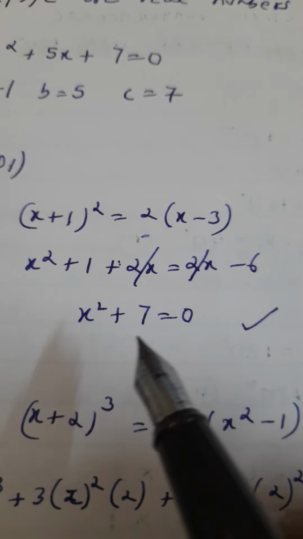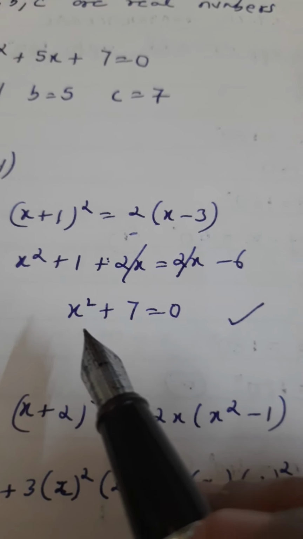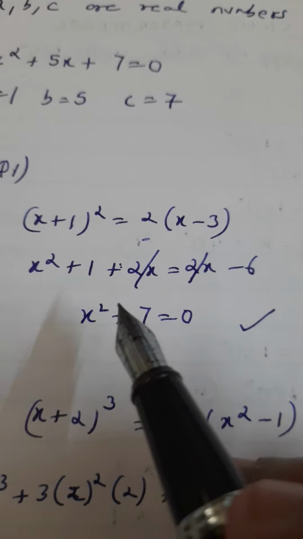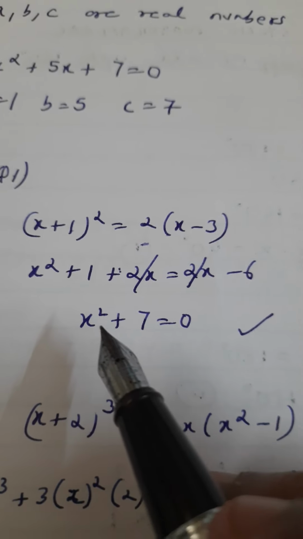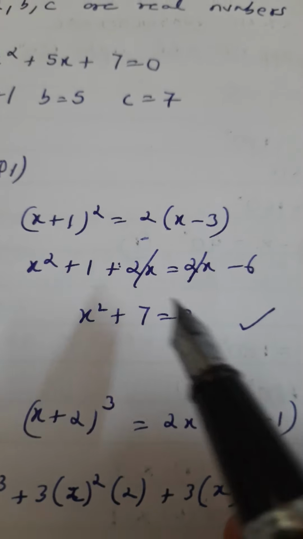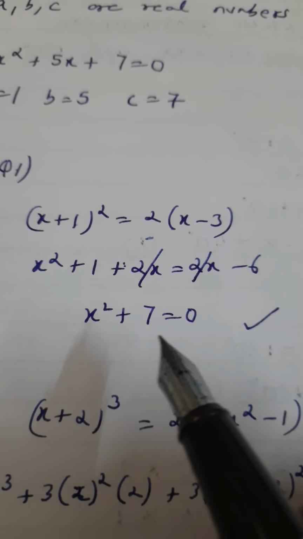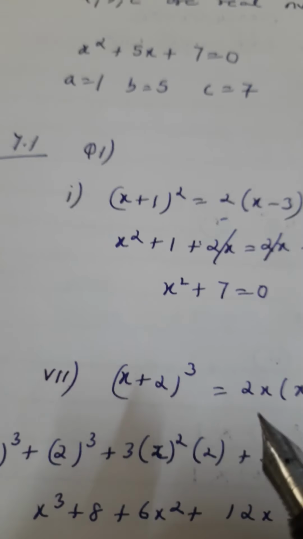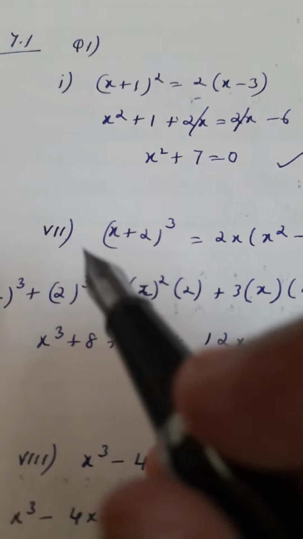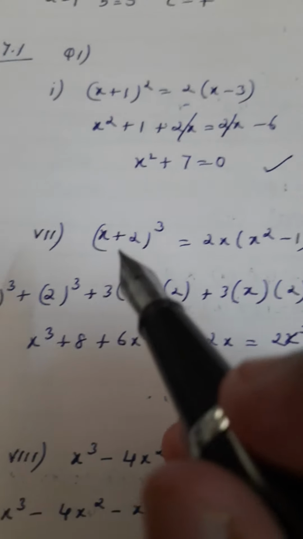Now isn't this a quadratic? It is, because the power of x is now 2. The power of x cannot be 3, 4, 5. It cannot be less than 2. It has to be exactly 2, and that has to be equal to 0. Then I can say it's a quadratic. So this is what you have to do in all the parts. Similarly you can try all the other parts. I am just explaining to you the 7th and 8th part, because there is a cube involved.